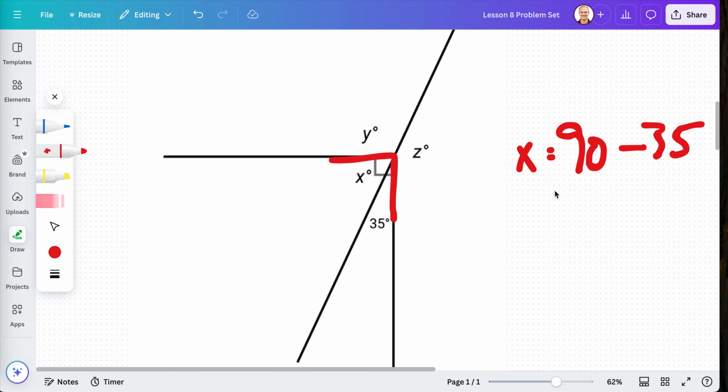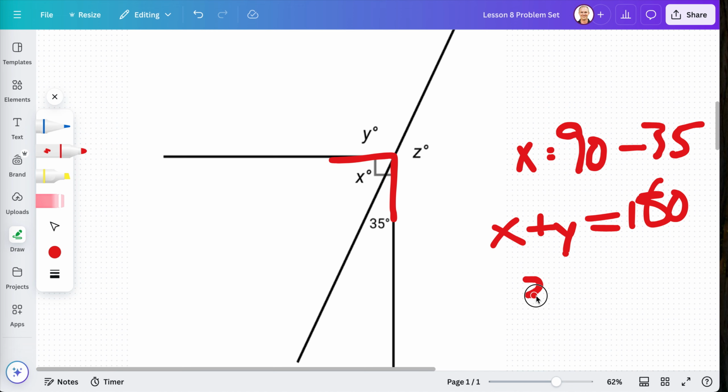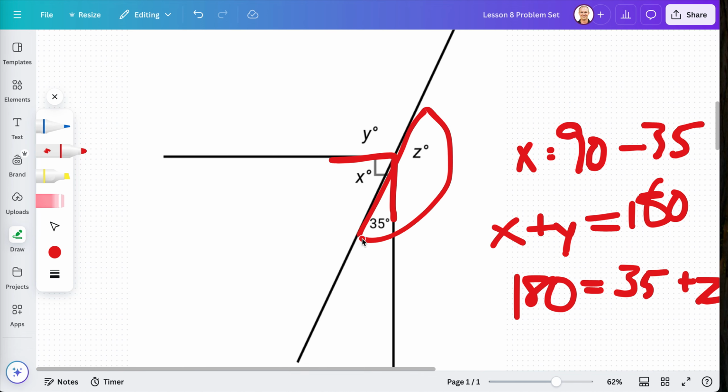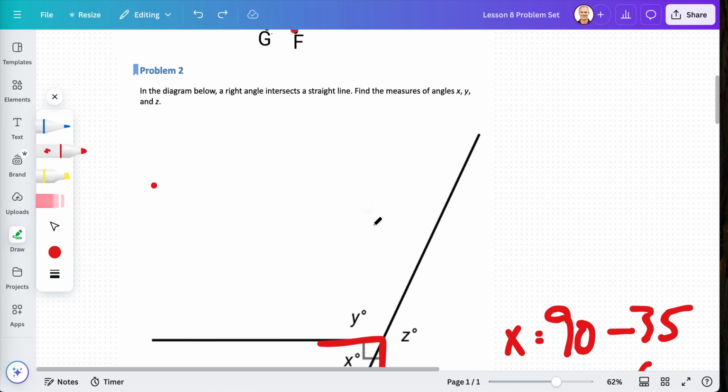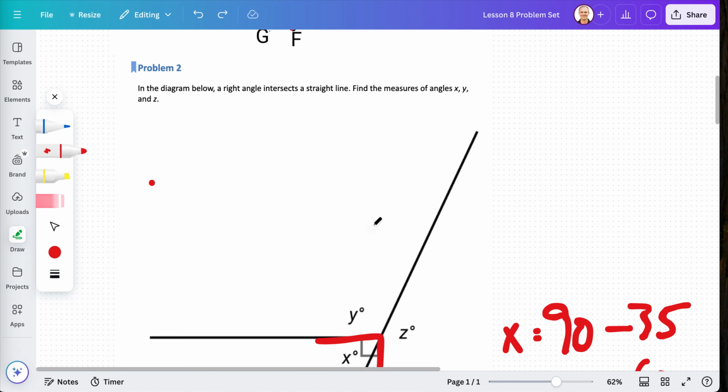Okay? And then after I have X, I know that X plus Y equals 180. And then for Z, I know that 180 equals 35 plus Z, because these are supplementary angles, these are complementary angles. So again, when you have a problem, start with what you know and break it down little by little.